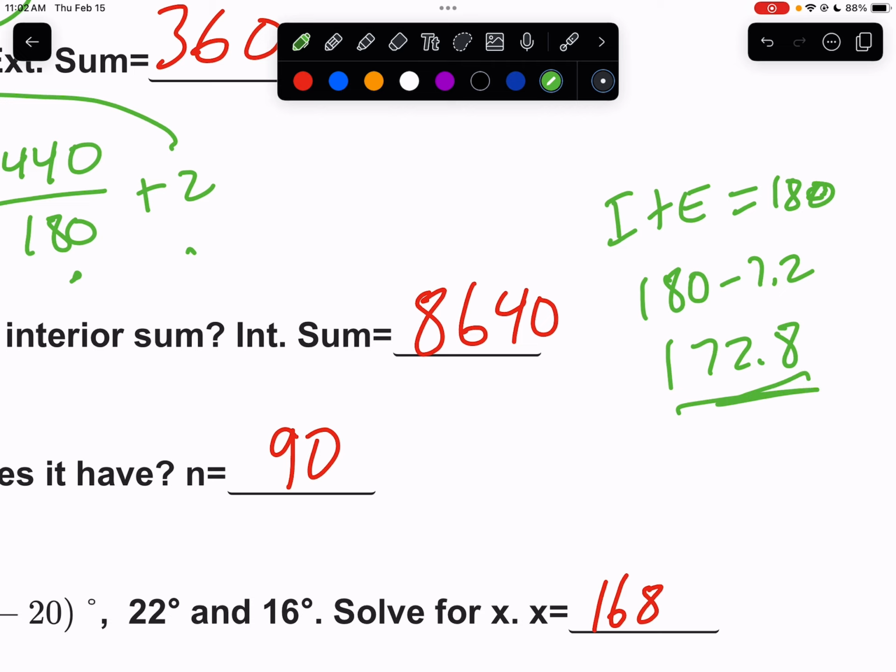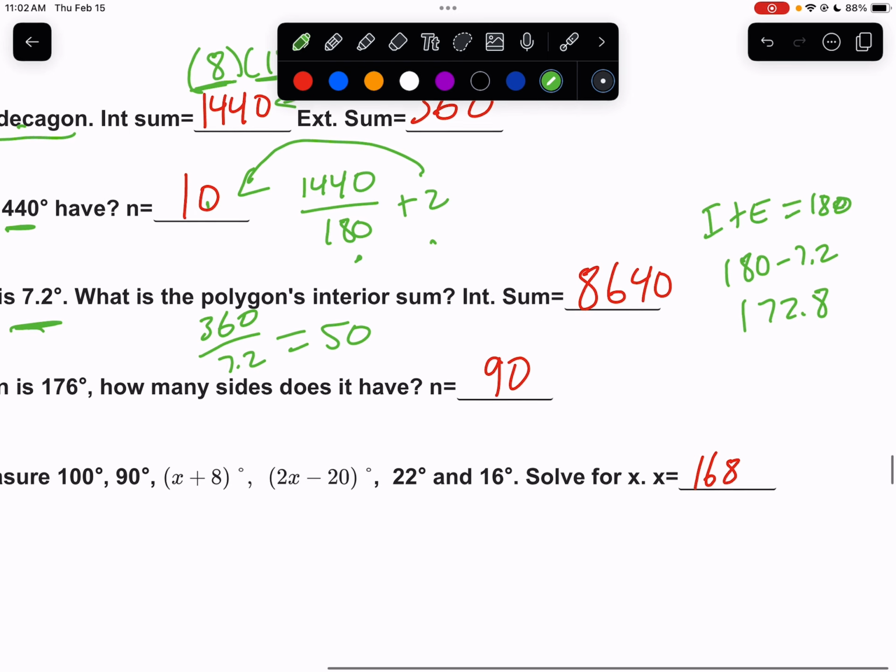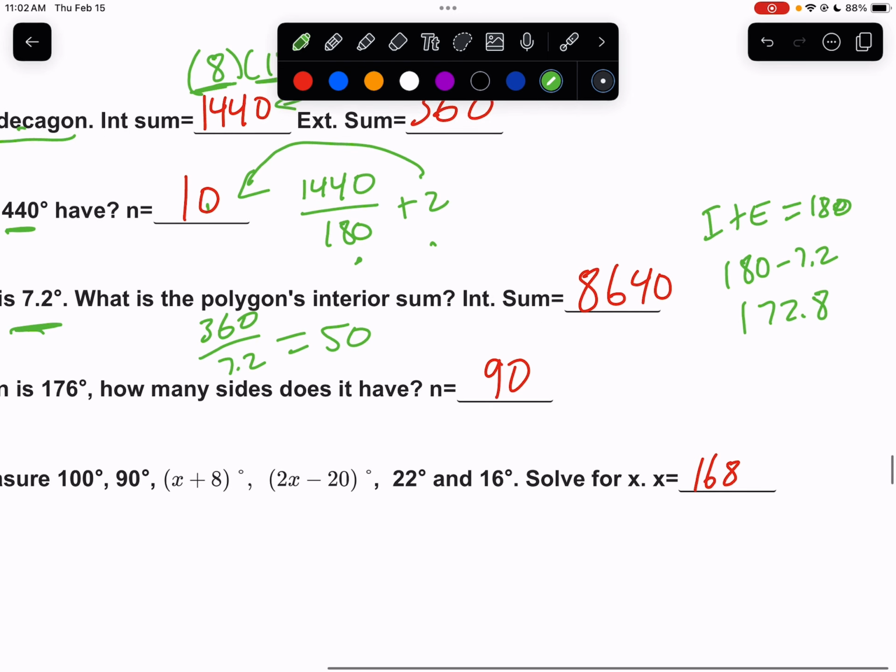So that's how big... what am I doing? I don't need to do that. If one angle is 7.2, can't I do 360 divided by 7.2? 360 divided by 7.2, how many of them do you need? You need 50 of them. Okay, so there's 50 of them. Well, since I already got this angle, couldn't I just do 50 times 172.8? And that gets me 8640.